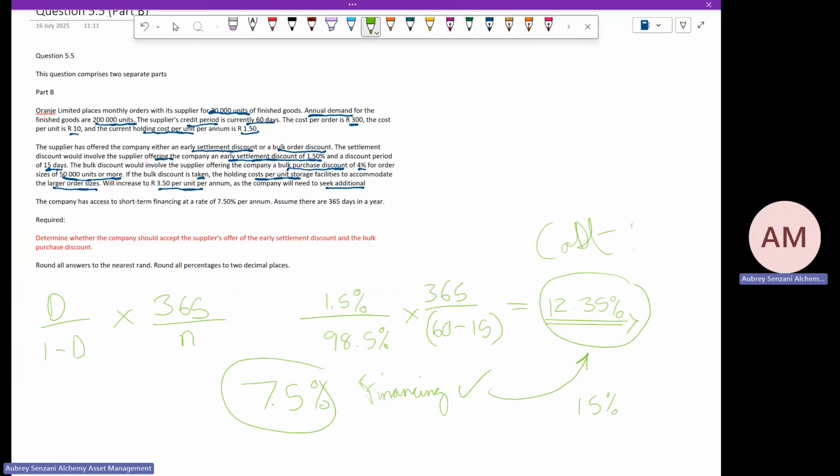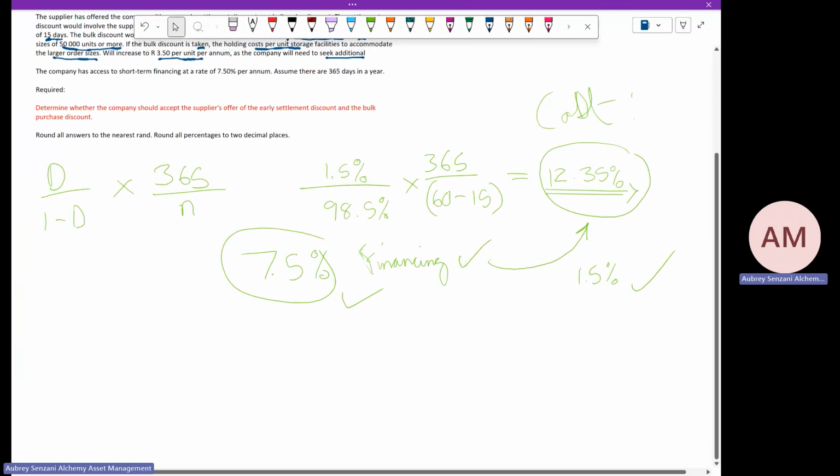we're getting a 1.5% discount. So that's what they mean when they say you are going to take the financing and then you're also going to take that, because we can fund the discount with the money from the bank. This is making sense because it's cheaper than if we use our own money. Because if we use our own money, then we're paying that 12.35. Yes, you're going to take the early settlement. So that's the first part of the question, isn't it?